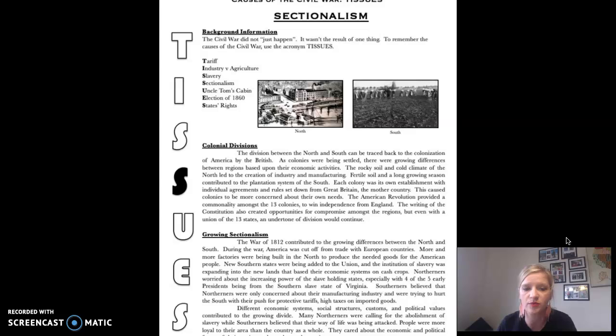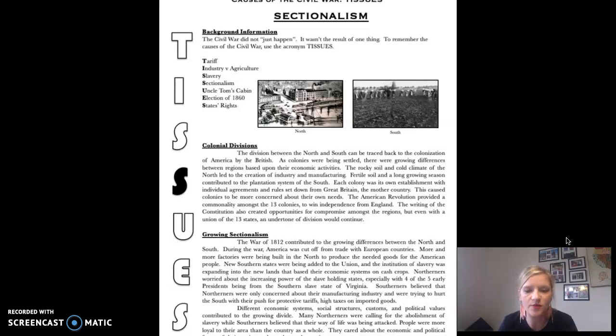The American Revolution provided a commonality amongst the 13 colonies to win independence from England. The writing of the Constitution also created opportunities for compromise amongst the regions. But even with a union of the 13 states, an undertone of division would continue. Dun, dun, dun. Growing sectionalism. The War of 1812 contributed to the growing differences between the North and the South. During the war, America was cut off from trade with European countries. More and more factories were being built in the North to produce the needed goods for the American people.